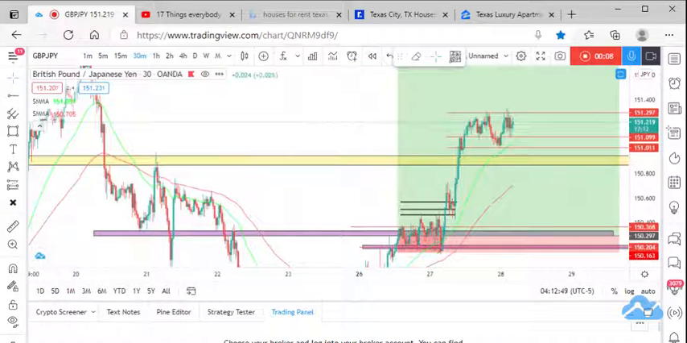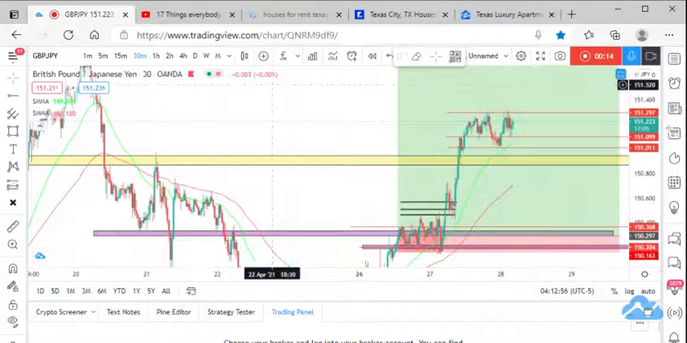Alright, so I'm gonna do a breakdown on GJ and Gold, two trades that I'm currently in right now at the moment. I guess we can start off on GJ.